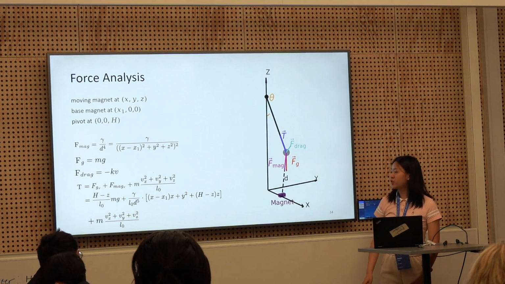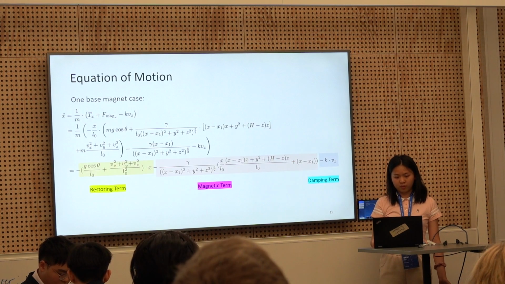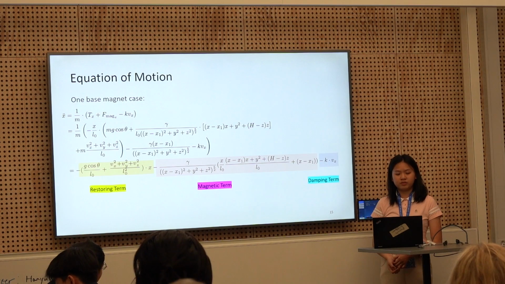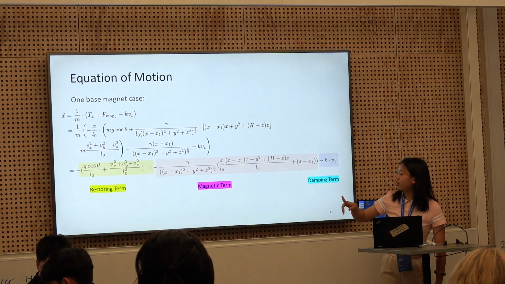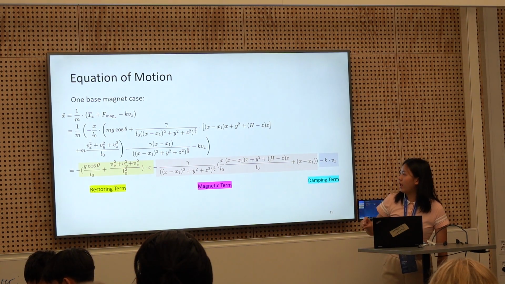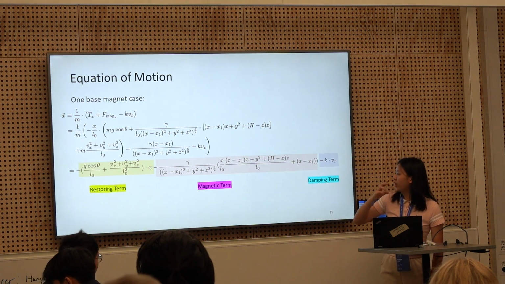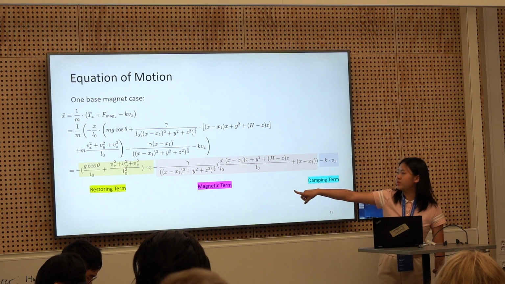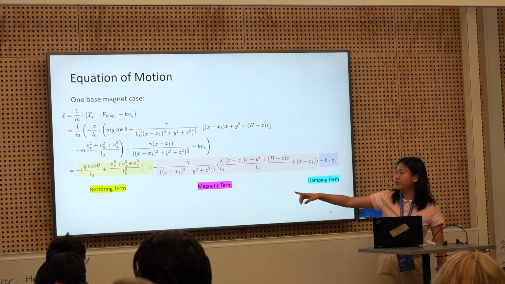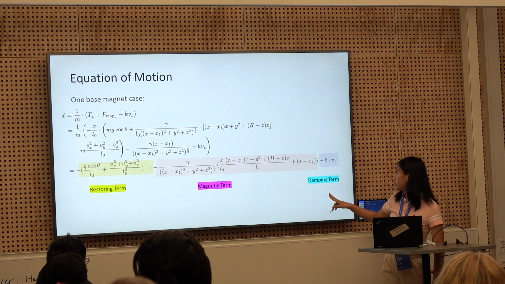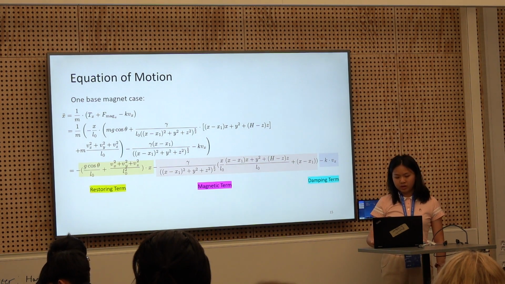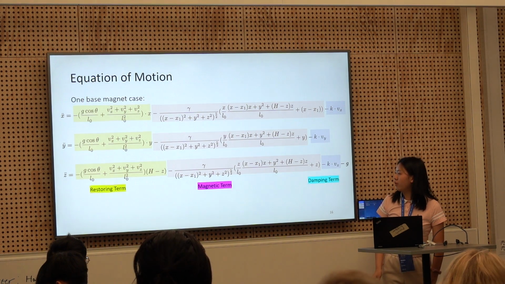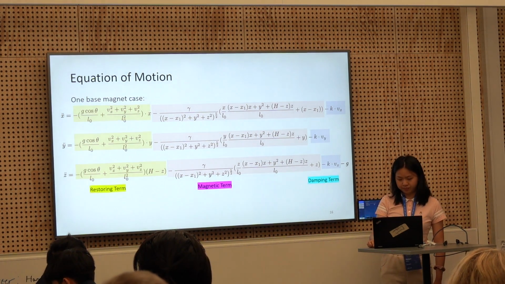And now we got all the forces we need. So we can move on to the equation of the motion. We use Newton's second law to divide all the forces over m along the x direction, and we can get the equation of the motion, which is formed by 3 terms. The restoring term, which is basically the restoring force, the magnetic term, and the damping term. Same as the x direction, the y and z directions are all formed by those 3 terms.